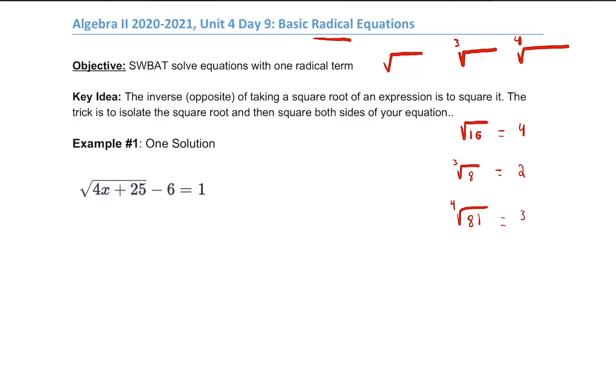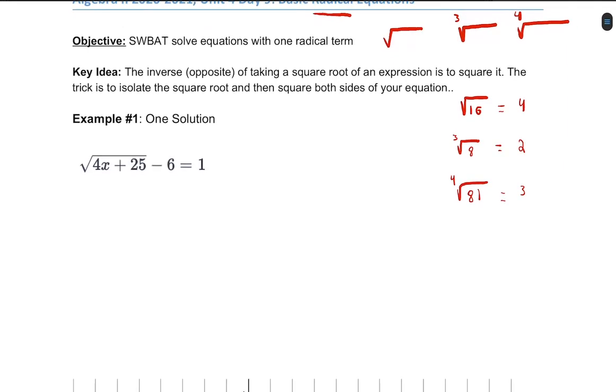And we're just going to do 2 basic examples today. The first one is a normal one where you have one solution. And so we're trying to find out where the square root of 4x plus 25, then minus 6 equals 1 is true. So again, the idea here is to figure out what value of x makes the left-hand side of the equation equal to the right-hand side.